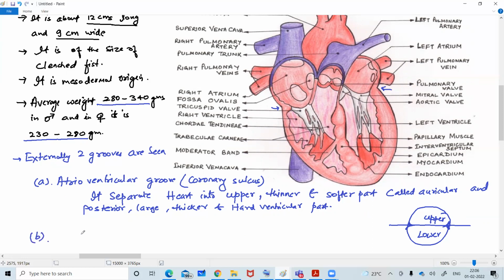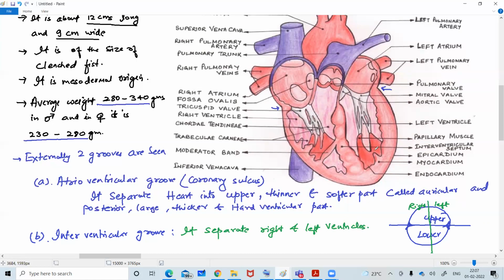Now there is one more groove present here. Second, the interventricular groove, which is also called the septum. What it does is separate the right and left parts of the heart. Let me use another mark. So this is the right and this is the left part. Right and left are divided by the interventricular groove. So you can say it separates the right and left ventricle, this side and then this side.